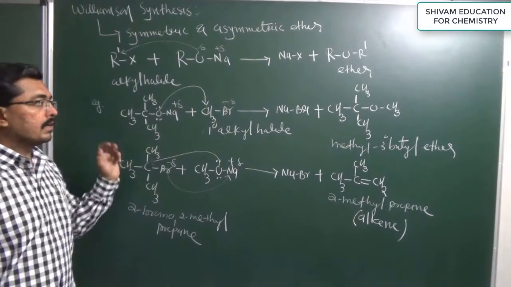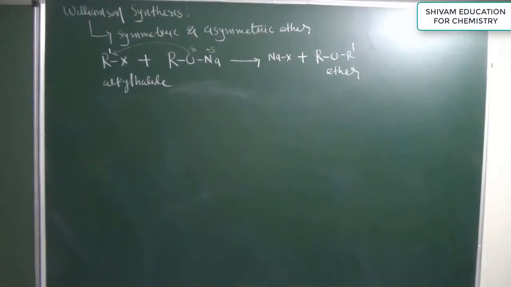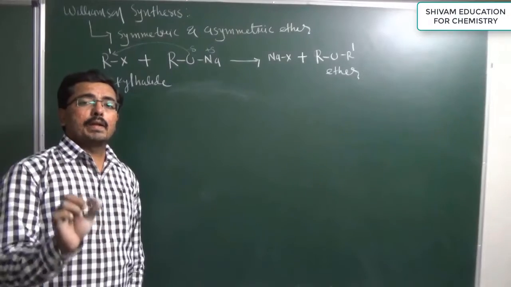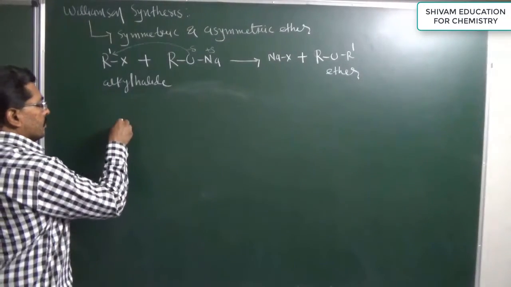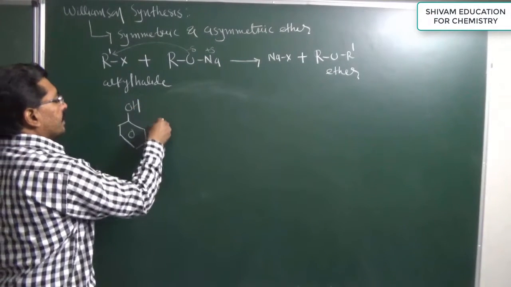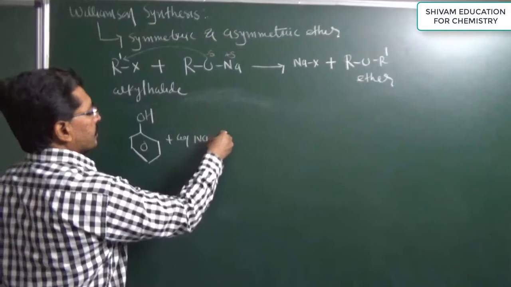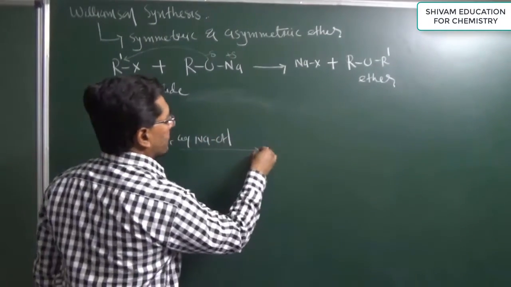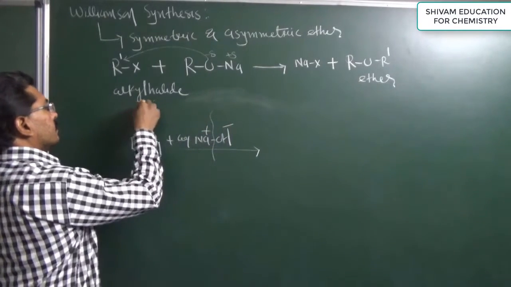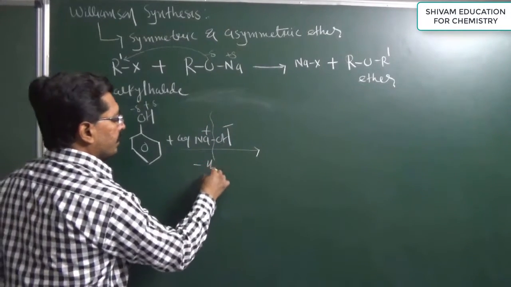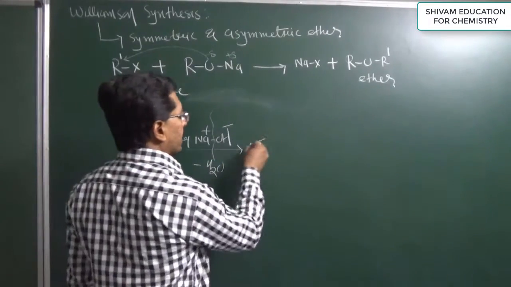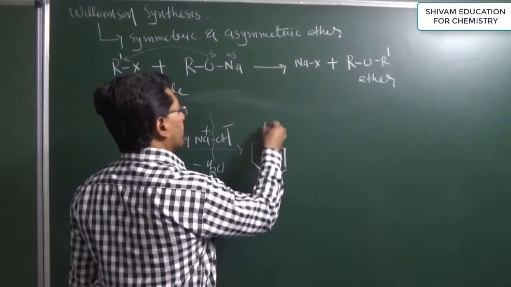So by using this Williamson synthesis one can prepare an aromatic ether also. We have to take a phenol. Now the phenol is allowed to react with an aqueous solution of sodium hydroxide. When phenol reacts with sodium hydroxide, the reaction occurs in this way: Na plus OH minus, H plus and oxygen minus. It is eliminated in the form of water, and as a result we get sodium phenoxide.